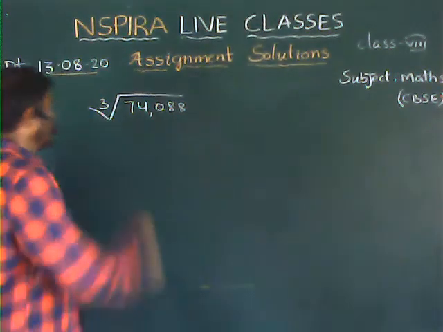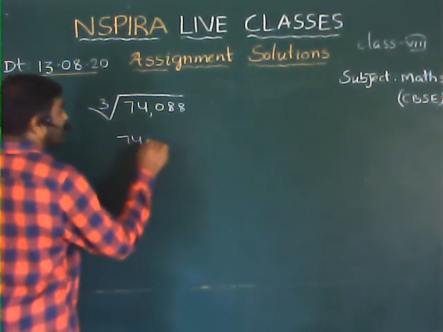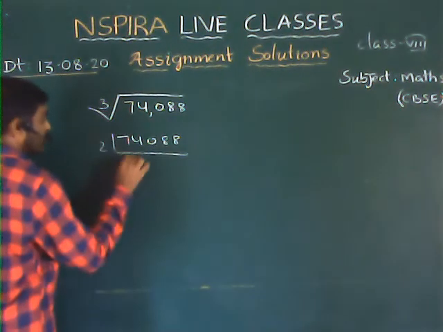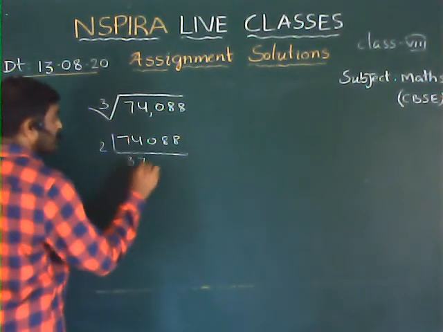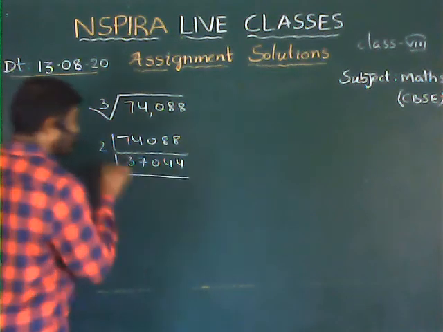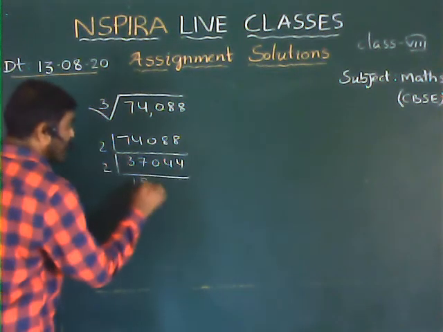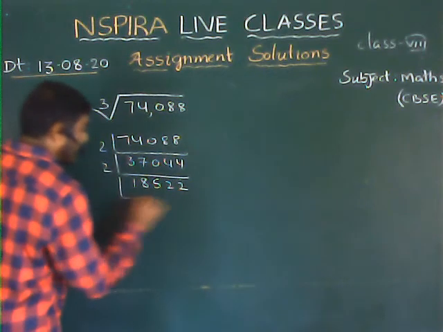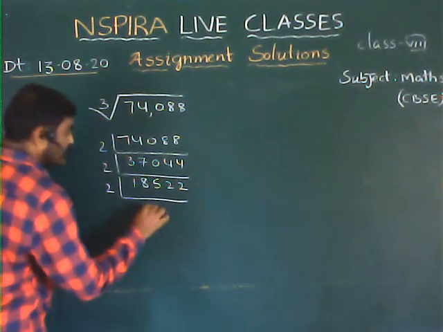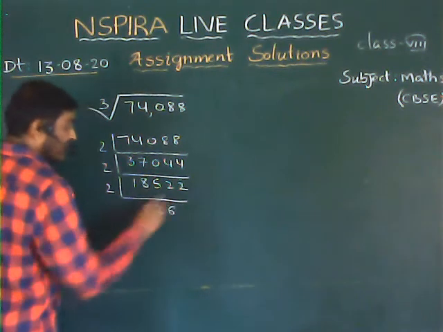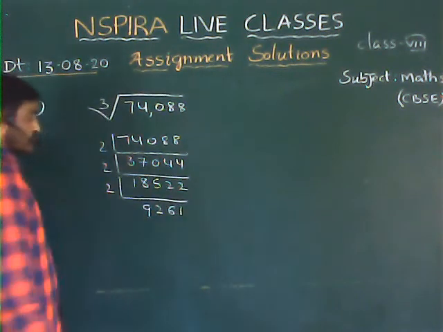74,088, we will do the prime factorization. 2 3s are 6, 2 7s are 14, 0, 2 4s are 8. Again with 2. 2 1s are 2, 2 8s are 16, 2 5s are 10, 2 2s are 4. Again we can divide with 2. 2 9s are 18, 2 2s are 4, 2 6s are 12 and 2 1s are 2.